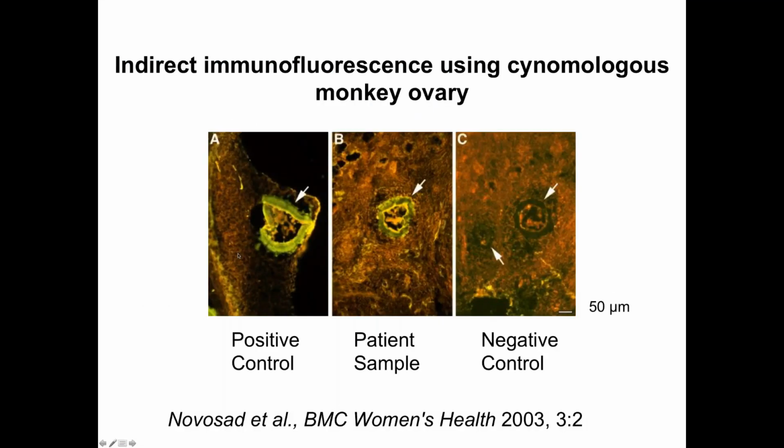Okay, so you might think that we can start to get a handle on who has autoimmune POI by just looking for indirect immunofluorescence using monkey ovary to see who has antibodies against something in a monkey ovary. Well, there is a test that you can order for these ovarian antibodies by indirect immunofluorescence, and this is a sample that has anti-zona pellucida antibodies as a positive control, and here's a patient sample that has them, and then here's what the negative control looked like.